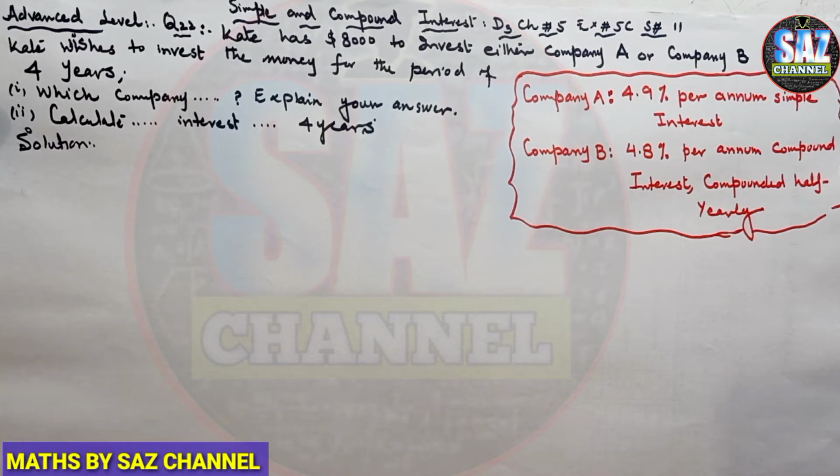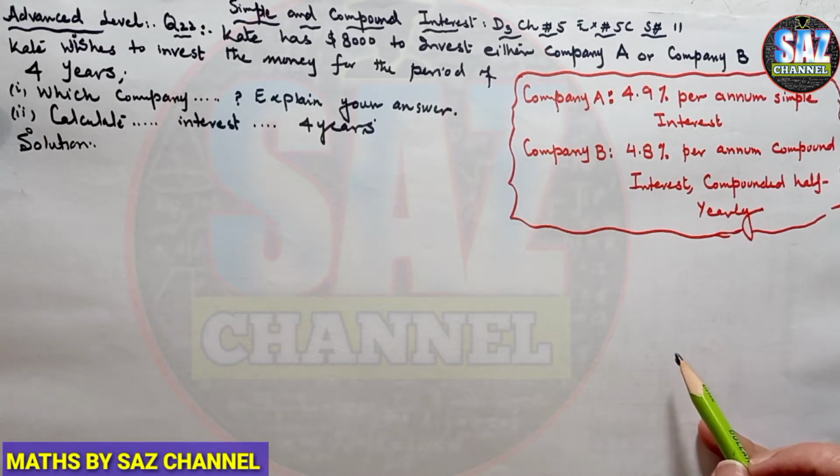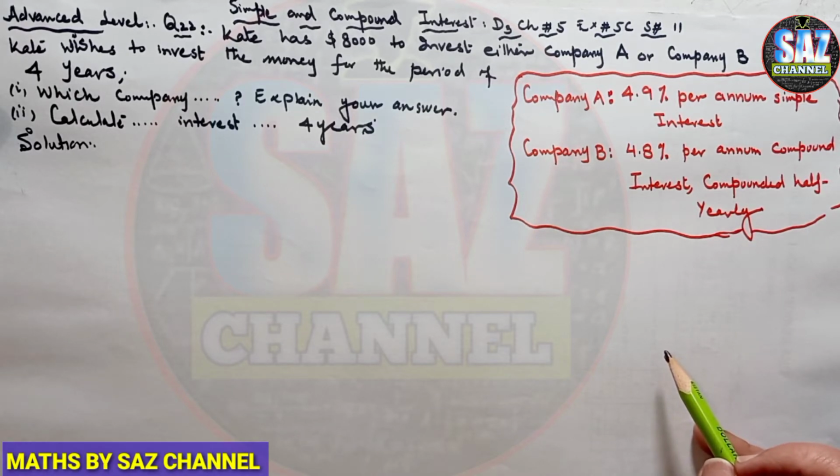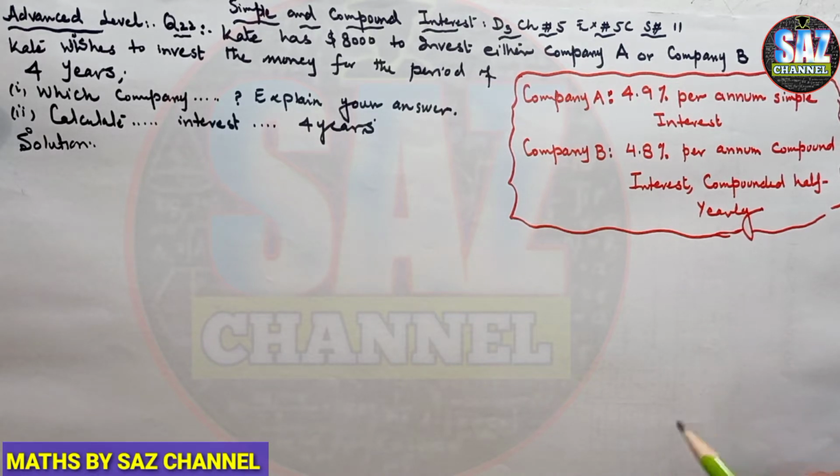This is my 11th lesson of D3, chapter number 5, exercise 5C, that is about simple and compound interest. If you find any difficulty in understanding what is simple interest or compound interest, or what is the difference between simple and compound interest, you have to watch the previous lessons, for which I'll give the link in the description box. Let's move to advanced level question number 22, and let me read the question from the book.